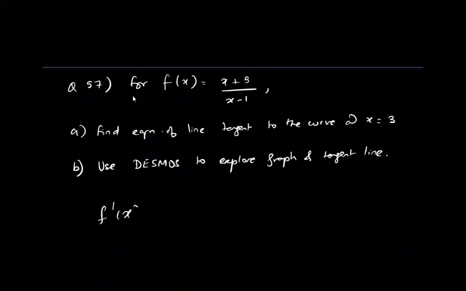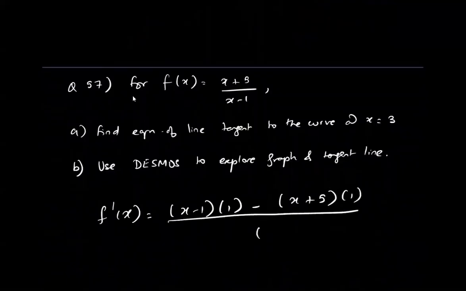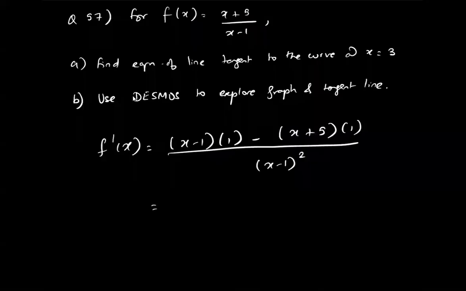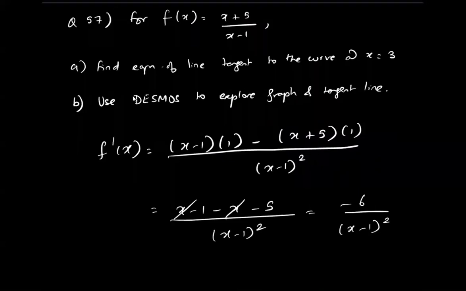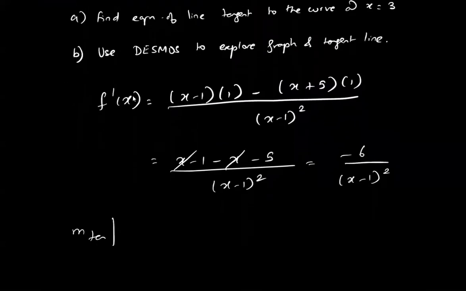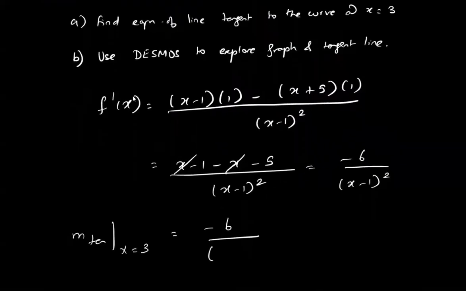To do that, I need to find the derivative first. I use the quotient rule. This is what I have. I distribute and simplify. And this is what I have. So now I'm supposed to find the slope of the tangent line at x equals 3. To do so, I just substitute 3, right? Yes. 3 minus 1 is 2. 2 squared is 4. So I have -6 over 4, which is -3/2.